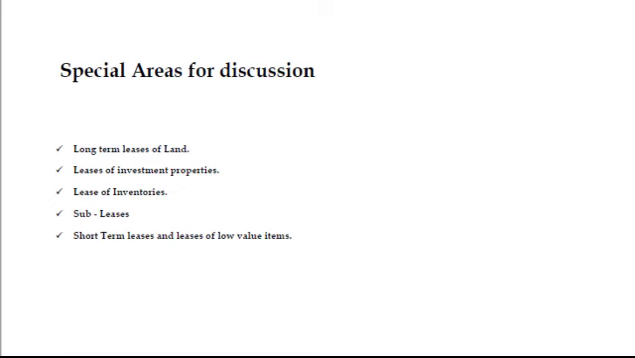Special areas of consideration: long-term leases of assets are covered. Long-term leases of land are covered. Leases of investment properties are also covered, but fair value methods need to be taken into account for both lease assets and investment properties. Third, leases of inventories are also covered. Subleases are also covered. And there is an exemption given for short-term leases and low-value items. These are not covered: assets with a short-term lease, generally less than 1 year, and low value items, which means less than 5,000 USD. So these are certain areas that we need to look into before applying IFRS 16.